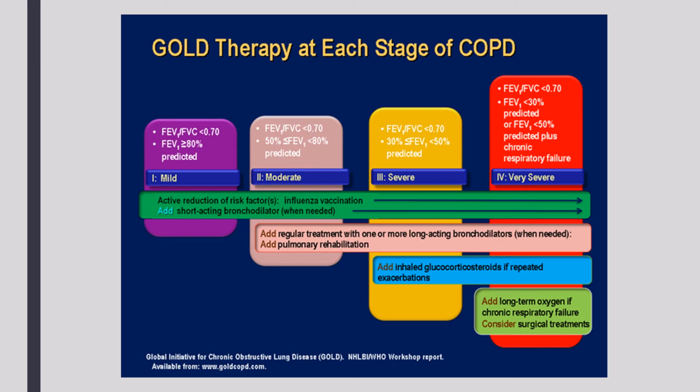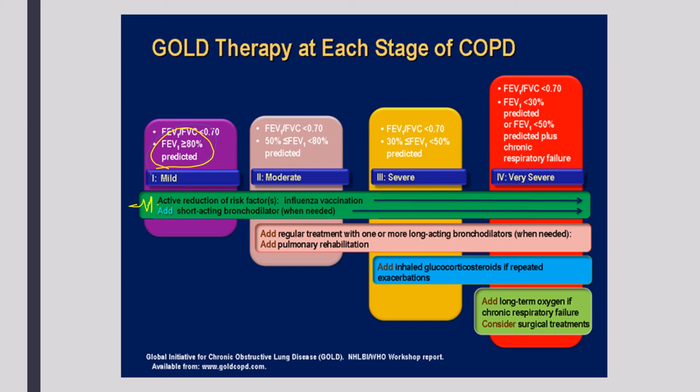Mild stage, they're still at 80% of predicted. Let me change the colors here. Let's go to yellow here. FEV1 to FVC, right? We have those issues there, but notice this green column here. Well, the big thing to help these patients, no matter what stage they're in, is reduce their risk factors for severe pulmonary issues, which includes making sure they got their flu shots, making sure their vaccinations are up to date, and then adding short-acting bronchodilators as needed, right? So that's there on any stage of this COPD.